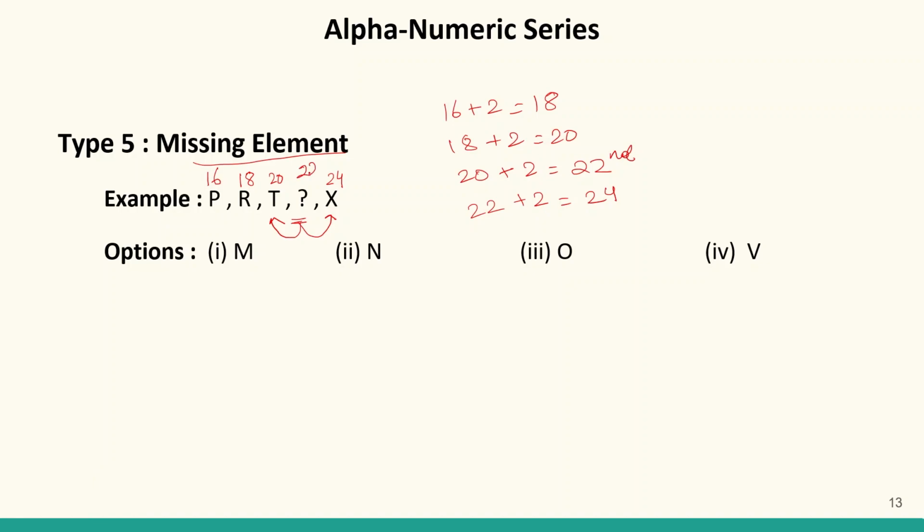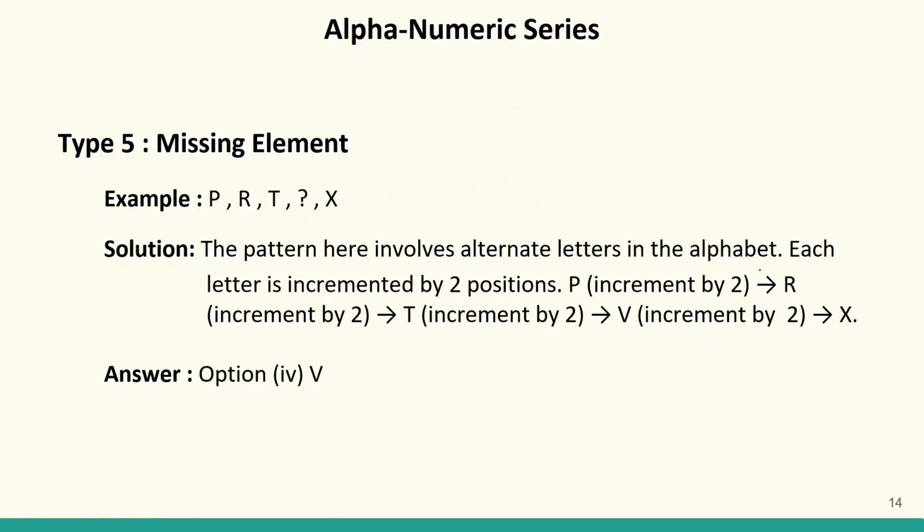So the element at 22nd rank is the alphabet V. So your option 4th is the correct answer, which is V. This is missing element series. This is the solution. You can check it out.